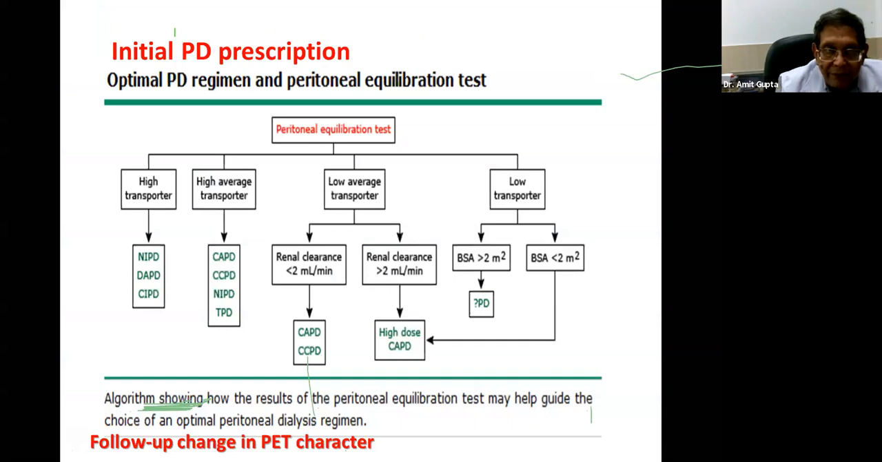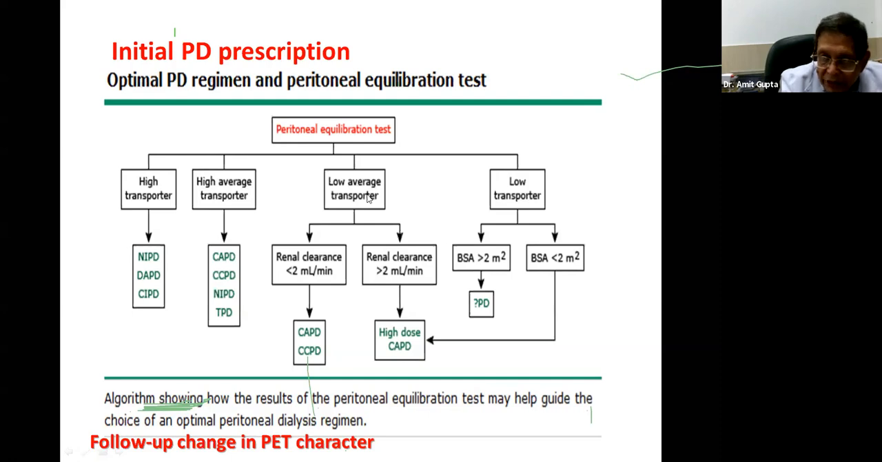Once you have this peritoneal equilibration test, if you have a patient who is a high transporter, he can be offered either nocturnal intermittent peritoneal dialysis, or daytime ambulatory peritoneal dialysis, or a CCPD form of dialysis. If you have a high average transporter, then they can use any of these. You can use the conventional CAPD, CCPD, NIPD, or tidal peritoneal dialysis.